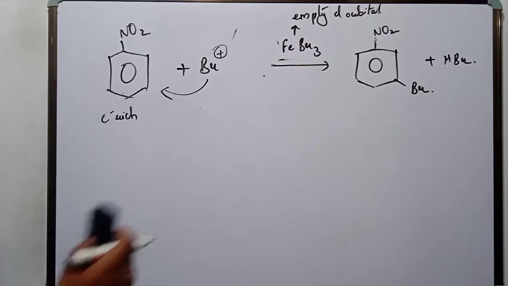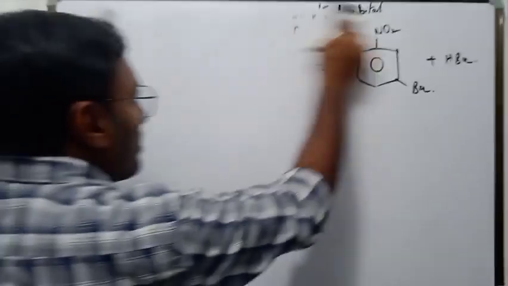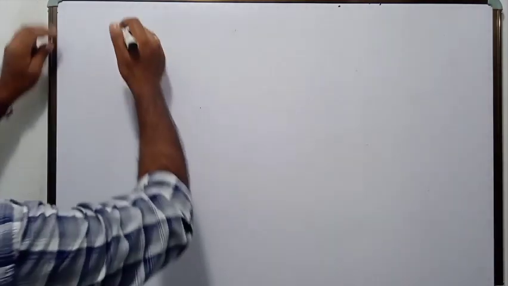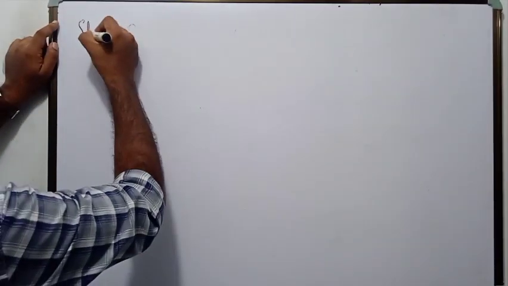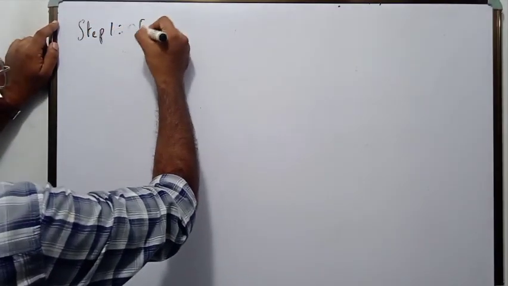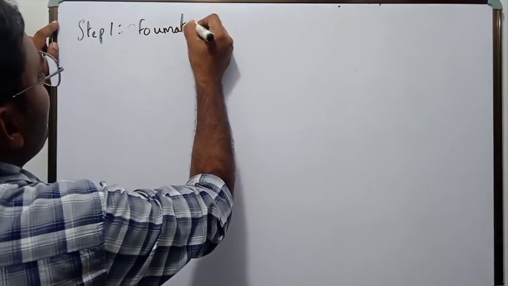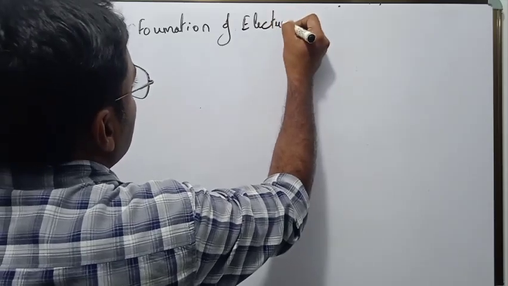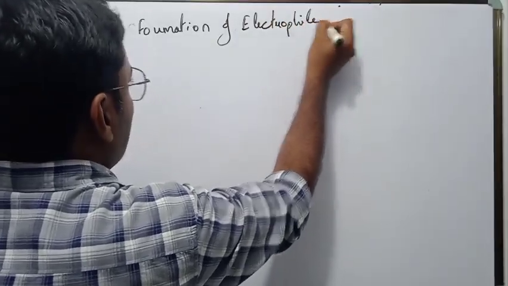Now let us see the mechanism. The mechanism, as we discussed, is electrophilic aromatic substitution reaction. We have already taken classes for this. Electrophilic aromatic substitution has 3 steps. Step number 1, formation of electrophile. So let us see how the electrophile forms in this case, and let us understand what happens.